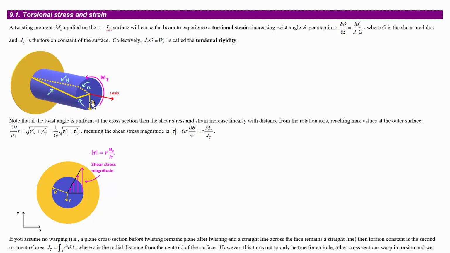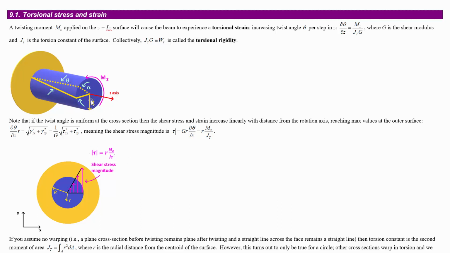Anyway, the moment is going to linearly relate to the slope in angle per step in Z, the torsional strain effectively, via, just like EI, we've got GJ, right? Where J is now the torsion constant, and we'll figure out what that is, and G is the shear modulus. So together, not surprisingly, GJ is called the torsional rigidity, just like EI was the flexural rigidity.